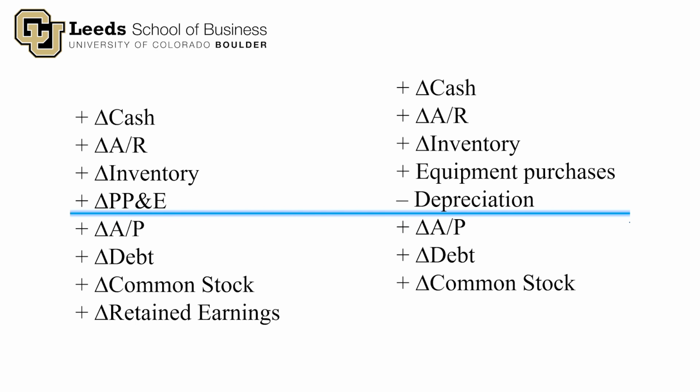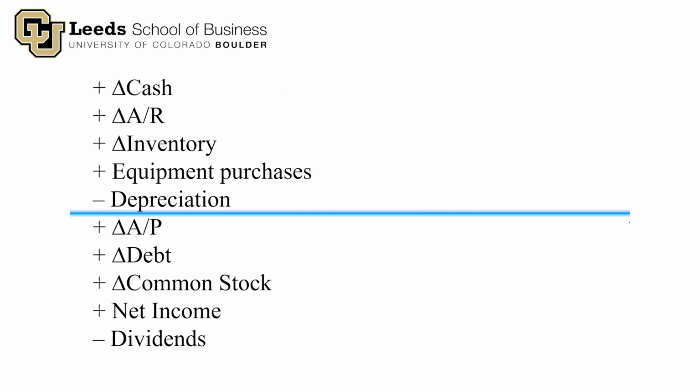So why does retained earnings change from one period to the next? Well, retained earnings increases with net income and it decreases with dividends. So we've just decomposed the change in retained earnings into plus net income and minus dividends. In other words, beginning retained earnings plus net income minus dividends equals ending retained earnings. All I've done here is decompose the change in PP&E and the change in retained earnings into the components that actually make up that change. Okay, let's move on to the next step.